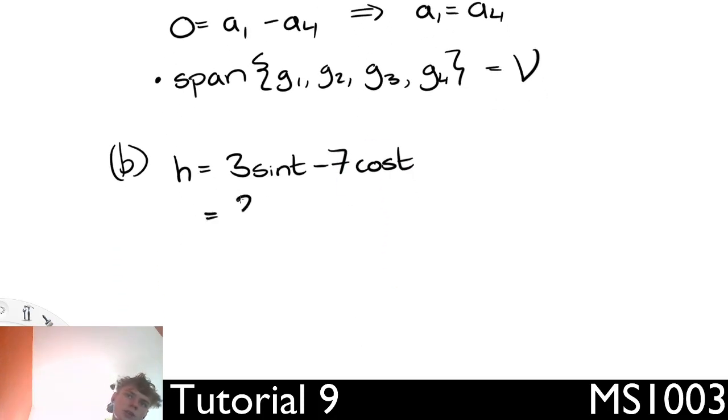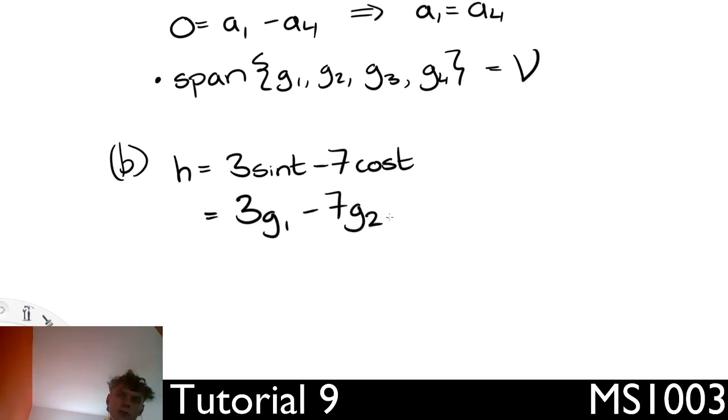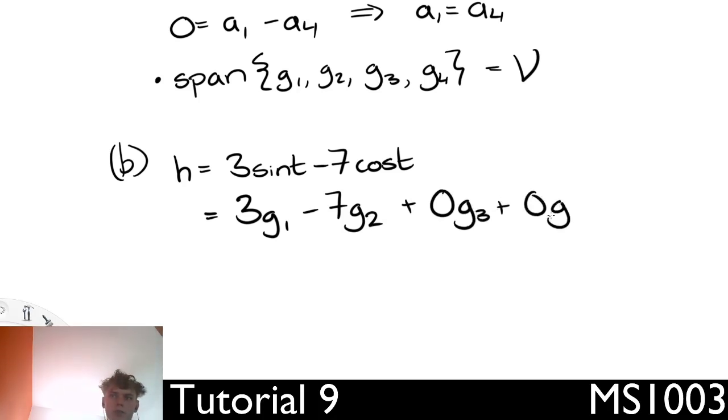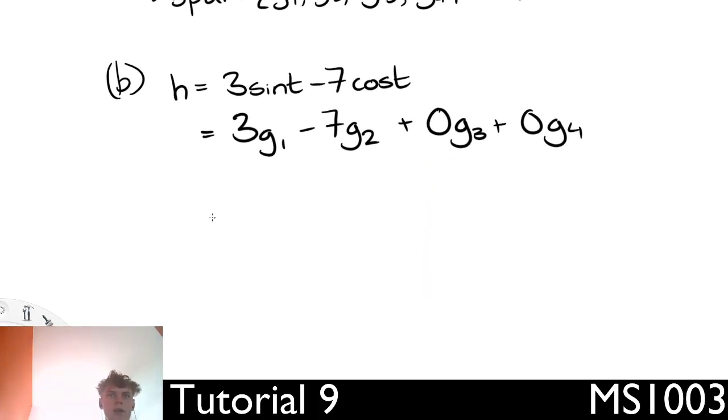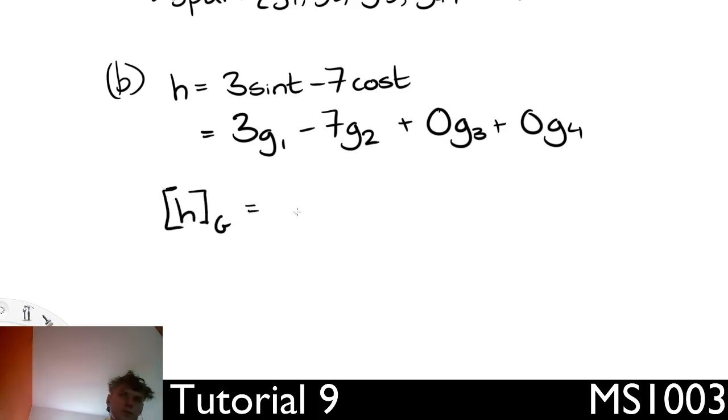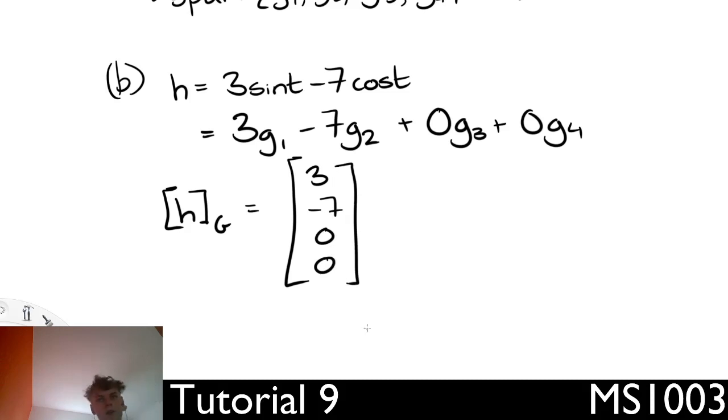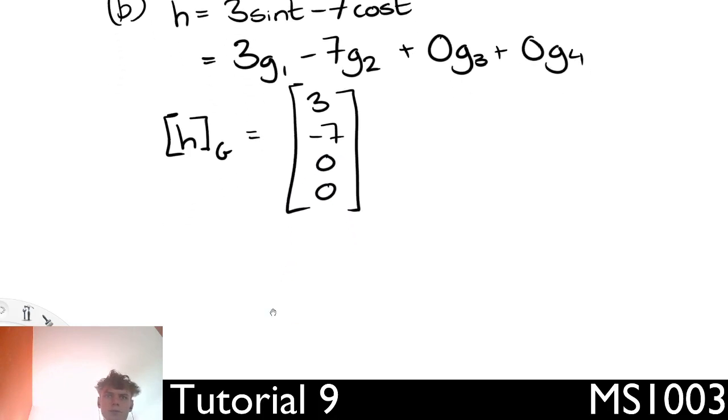But in the basis G, sine of t is g1, cosine of t is g2. And then I can throw in the zeros for my g3 and g4. You don't have to, but they're implied. And so we can write that in the basis of G, h is going to look like (3, -7, 0, 0). I have 3 of g1, minus 7 of g2, 0 of g3, and 0 of g4. Okay? So hopefully that makes sense.